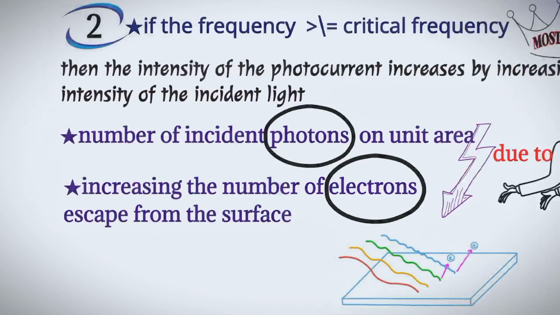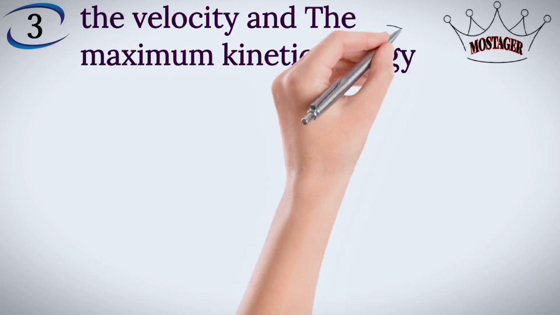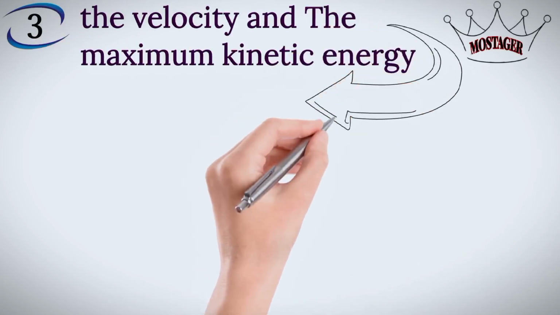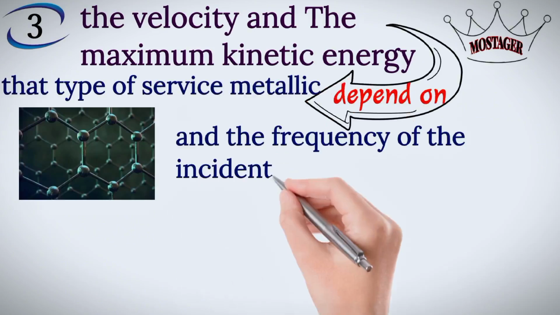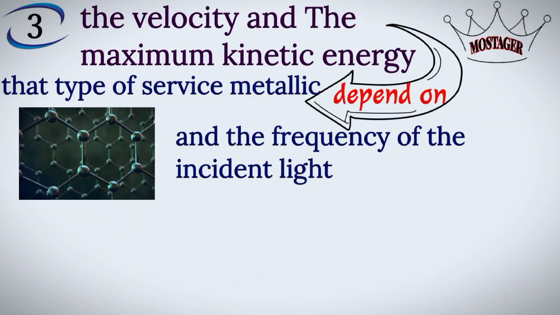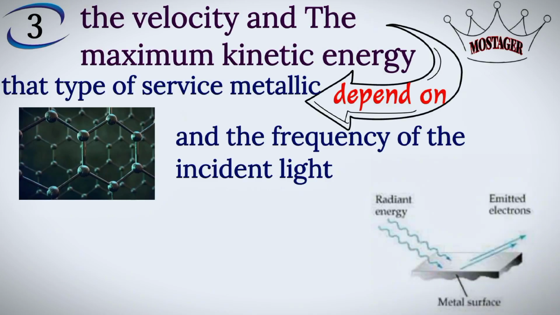Number 3, the velocity and the maximum kinetic energy of the emitted electron depend on the type of the surface material and the frequency of the incident light, and not its intensity. Absolutely not intensity.